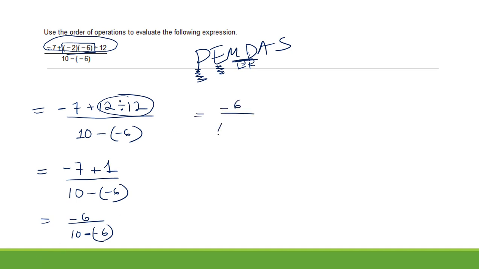We'll simplify the bottom first. We have a double negative. I'm going to change that to a plus 6. So negative 6 over 16. And notice there's a common factor of 2, so we'll reduce that by 2. I get negative 3 over 8 as our solution.